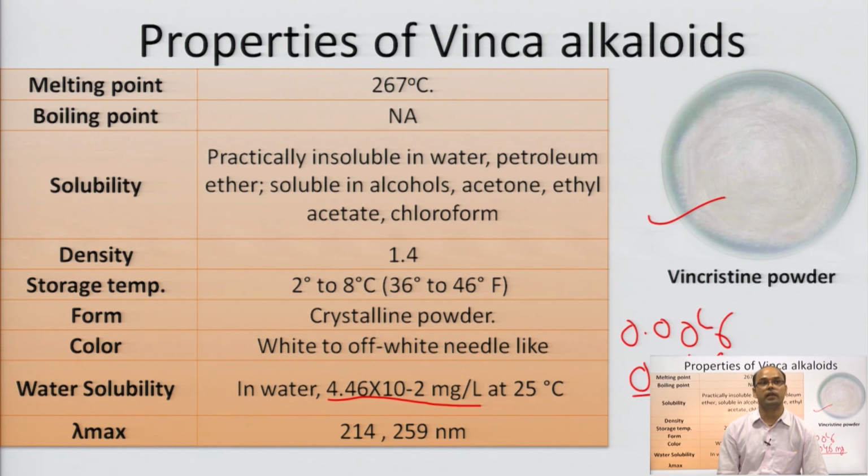These are the properties of Vinca alkaloids. We have a sharp melting point of 267 degrees Celsius. Then solubility: it is practically insoluble in water, but it is soluble in alcohols, acetone, ethyl acetate and chloroform. The density is greater than water, around 1.4. The storage temperature for purified vincristine powder is around 2 to 8 degrees Celsius. It occurs in the form of a white crystalline powder, which is hygroscopic in nature, which absorbs water.